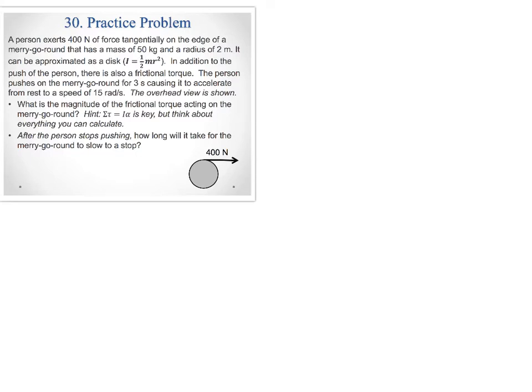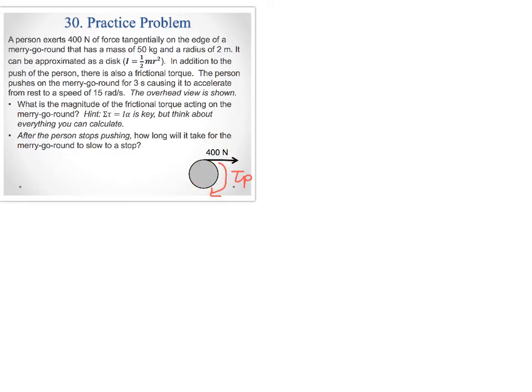So we have a person exerting 400 newtons of force tangentially on the edge of a merry-go-round that has a mass of 50 kilograms and a radius of 2, and we see that force down here. In addition to that torque created by that force, there's also a frictional torque that pushes on the merry-go-round in the opposite direction. So we have this 400 Newton force, and what I usually do for torques is I go ahead and draw them as curved arrows. So we have a torque from the pushing force going in the clockwise direction.